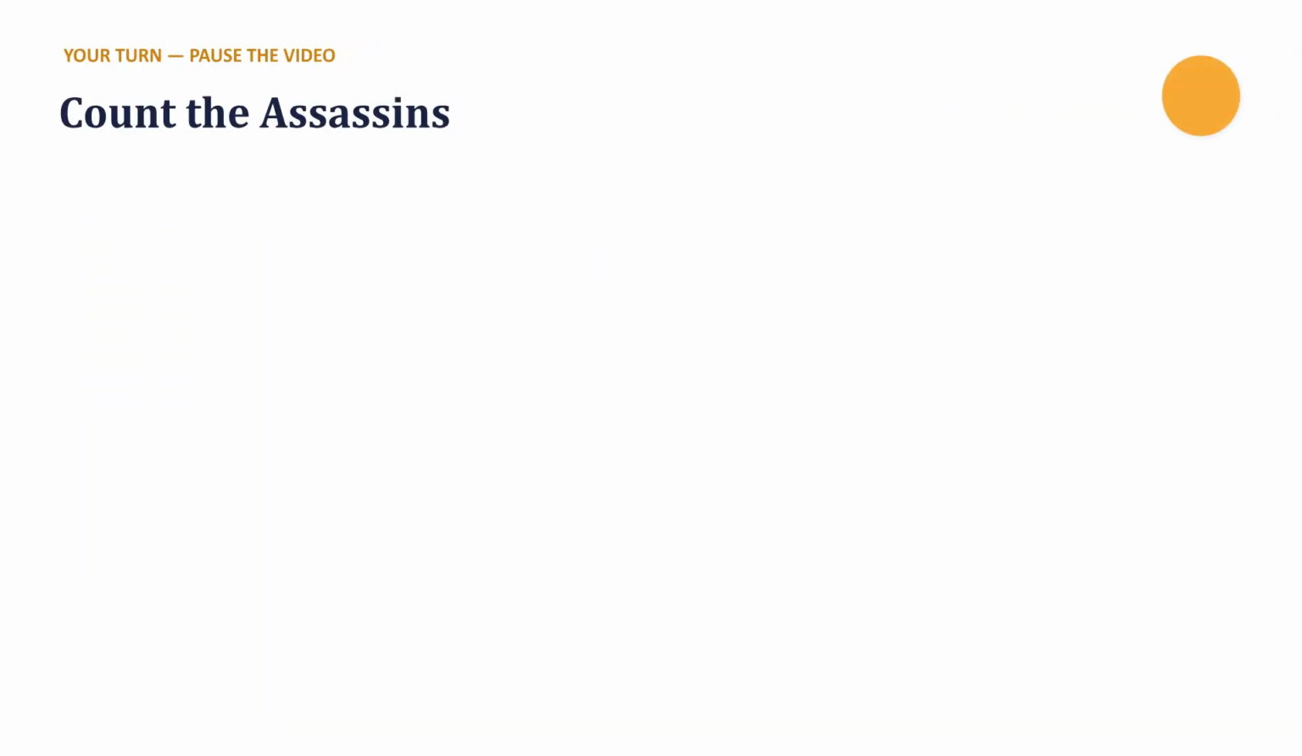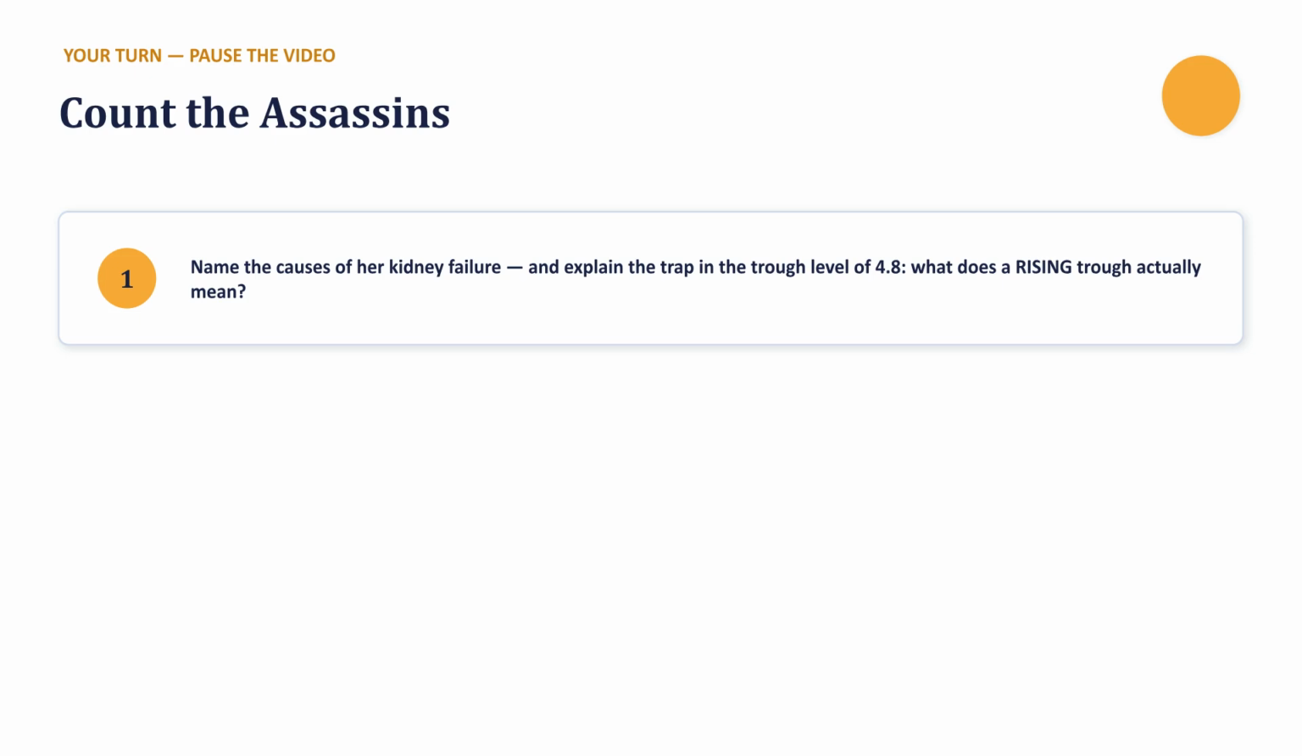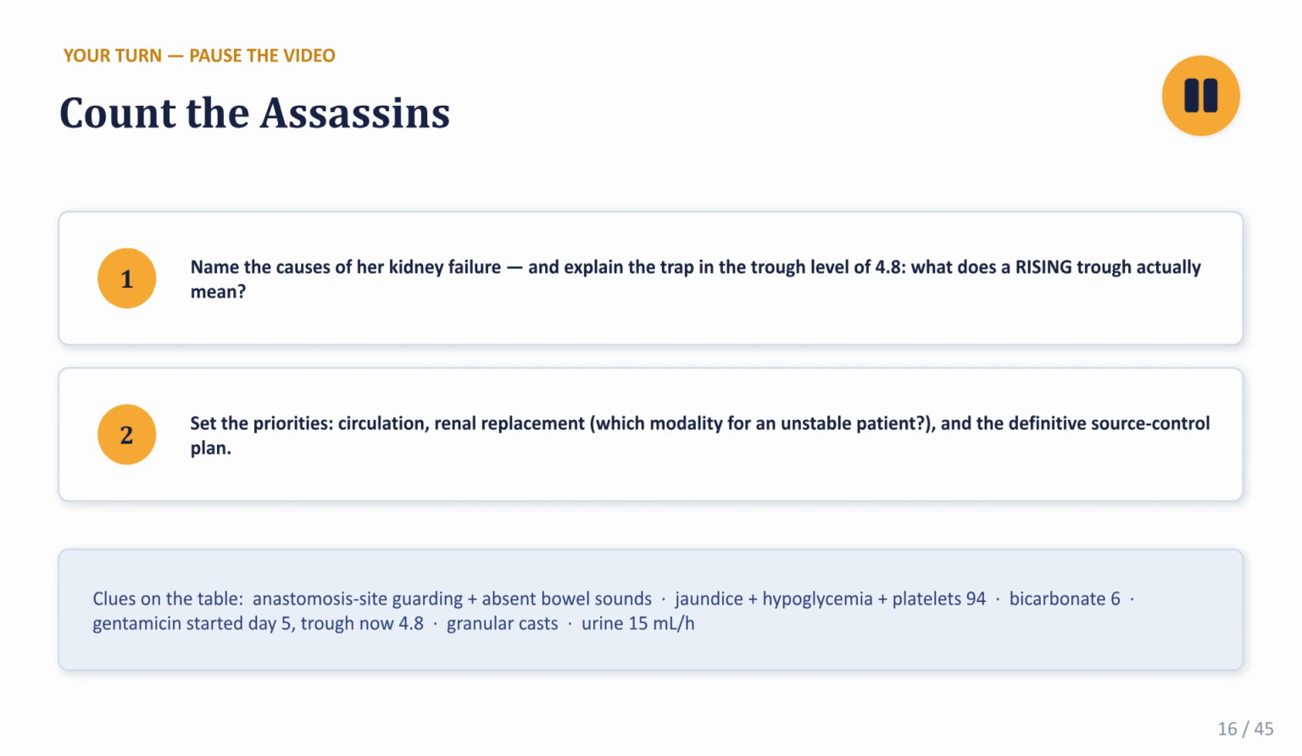Why are her kidneys failing? And what is the trap in that rising trough level of 4.8? Set your priorities for her circulation, renal replacement, and source control. Use the clues: anastomosis guarding, absent bowel sounds, and jaundice.